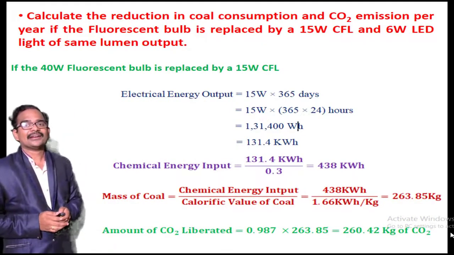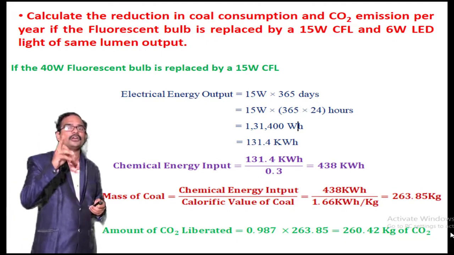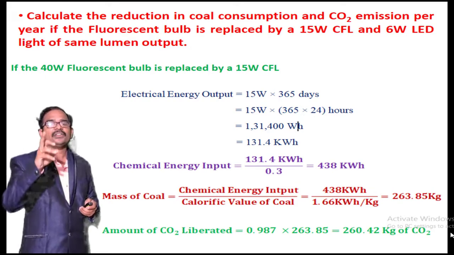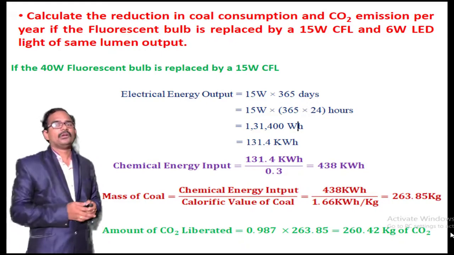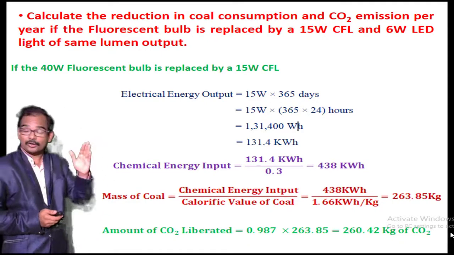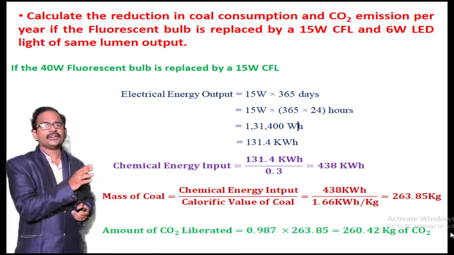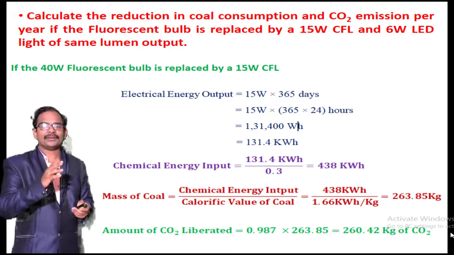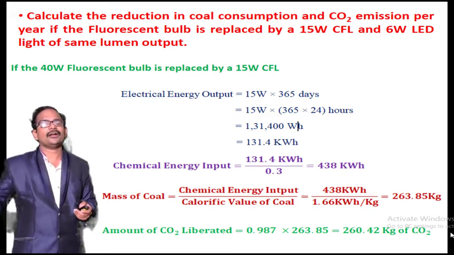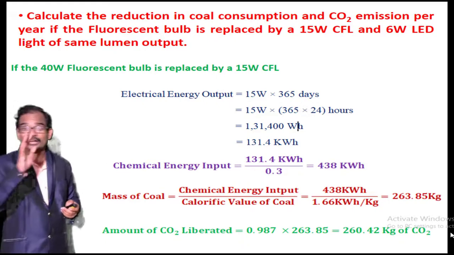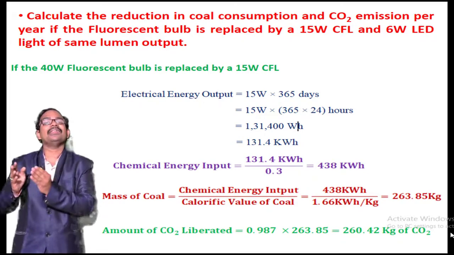Now let's see. Calculate the reduction in the coal and the CO2 emission per year if the fluorescent lamp which you are using in your home is replaced by a 15 watt CFL lamp and a 6 watt LED lamp. When you are replacing them, the lumen output should be the same. For example, if a 40 watt fluorescent lamp gives 650 lumens per meter square, the 15 watt CFL should also give 650 lumens per meter square, and the 6 watt LED also has to give 650 lumens per meter square. We should compare devices for the same light output.